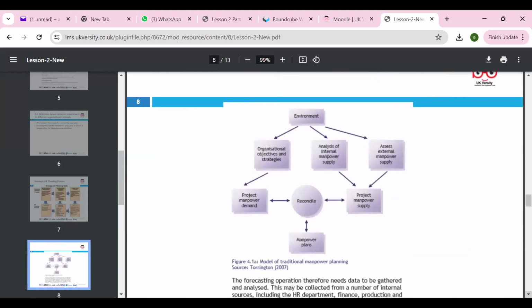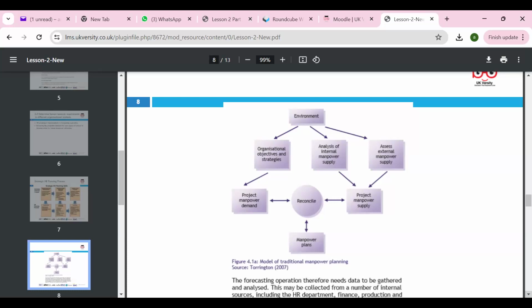Okay, when we look at the external environment, that's also very important and crucial, because ultimately these factors impact organizational success. So we have to look at the environment and the organizational objectives. We can analyze internal manpower, assess external manpower supply, and reconcile projected manpower supply and demand.